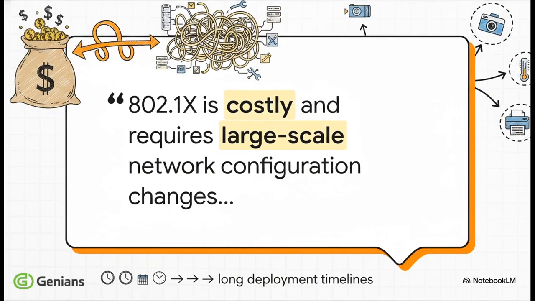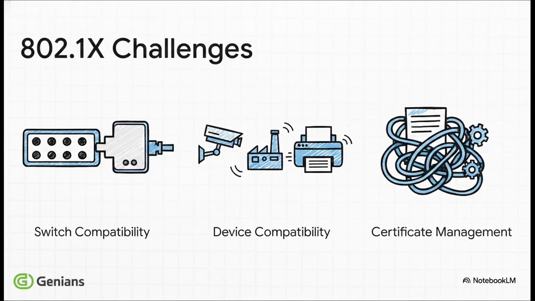Documented analysis shows, and I'm quoting here, that 802.1x is costly and requires large-scale network configuration changes. And even worse, the constant need to manage exceptions creates significant management overhead, which leads to projects that drag on for months, sometimes even years. So these challenges, they really fall into three main buckets.